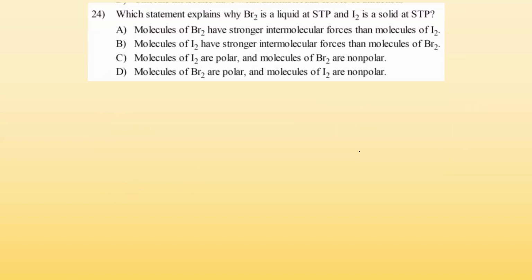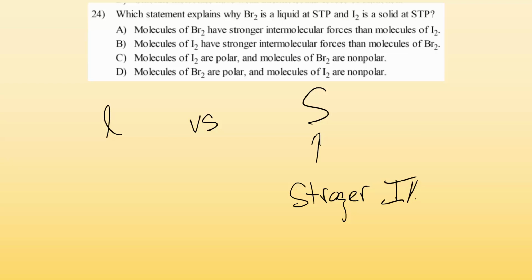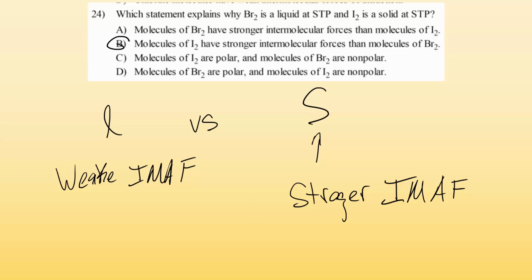24. Which statement explains why Br2 is a liquid at STP and I2 is a solid at STP? So we got liquid versus solid. So here, with the solids, they have stronger intermolecular attractive forces, whereas liquid has weaker intermolecular attractive forces. So I'm looking for an option that jives with that, and I think it's going to be B. Molecules of I2 have a stronger, right? So it's saying I2 is a solid, whereas bromine is a liquid. So yeah, I2 has stronger intermolecular forces than molecules of bromine.